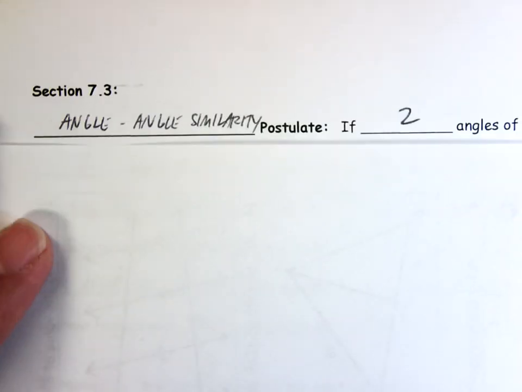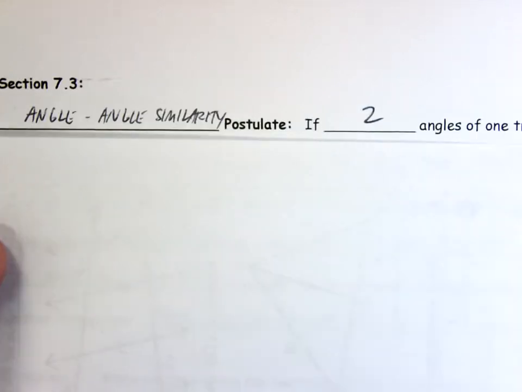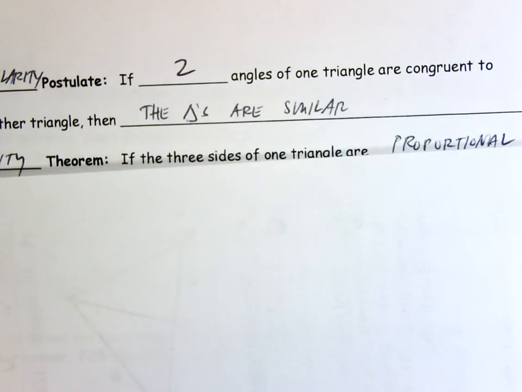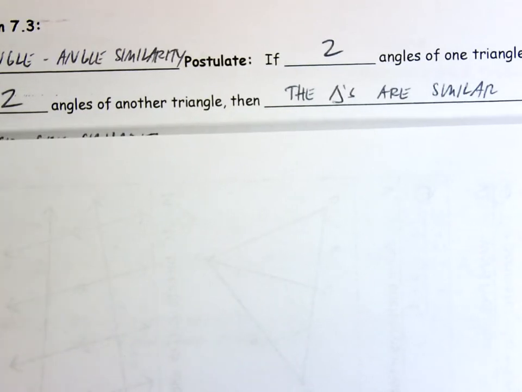Alright, some definitions. And again, most of it's already filled in. We're just going to fill in some blanks. Okay, angle similarity postulate. If two angles of one triangle are congruent to two angles of another triangle, then the triangles are similar. So it's enough for me to know if I have two triangles and two angles of one triangle are congruent to two angles of another triangle, the triangles are similar.